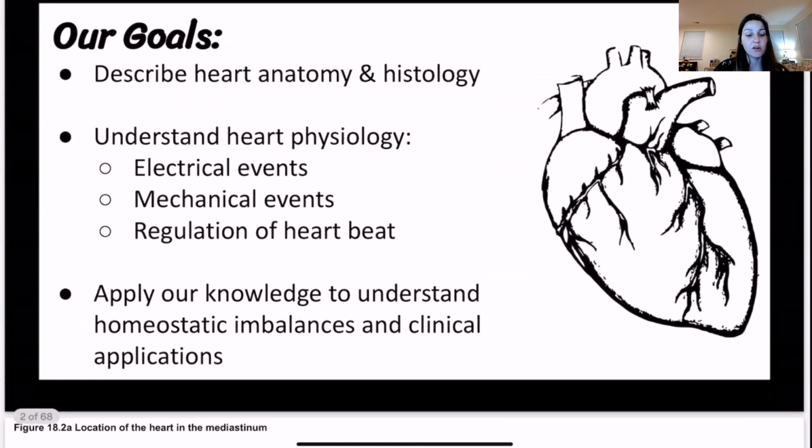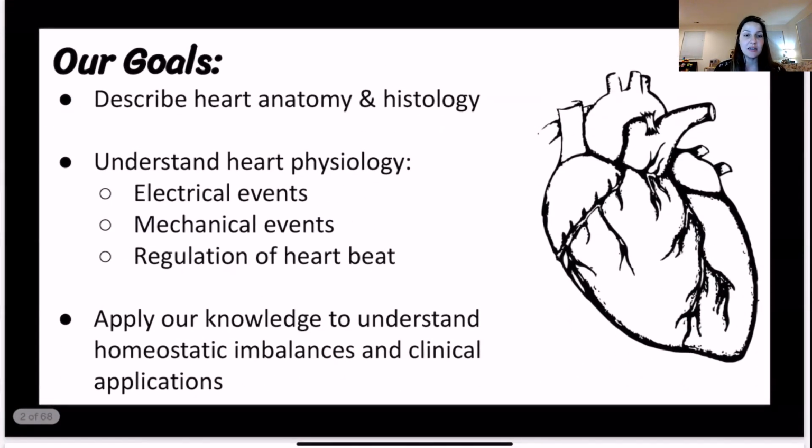So what are our overarching goals for chapter 18? That's to talk about heart anatomy, what's going on at the gross anatomy level, what can we see with our eyes, but also what's going on at the cellular level, the histology stuff. We're also going to take a look at heart physiology. We're going to go over kind of an overview of these events today, what's happening electrically, mechanically, but all of this regulation of the heartbeat and making sure that we apply our knowledge in clinical applications, that's mostly in another video. It's like a future us problem.